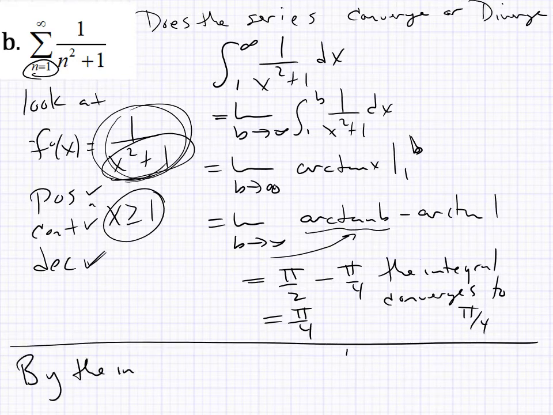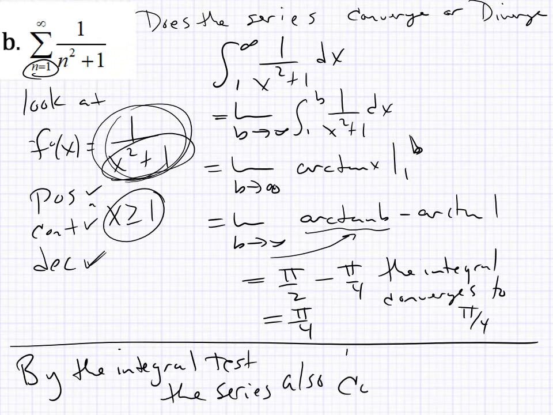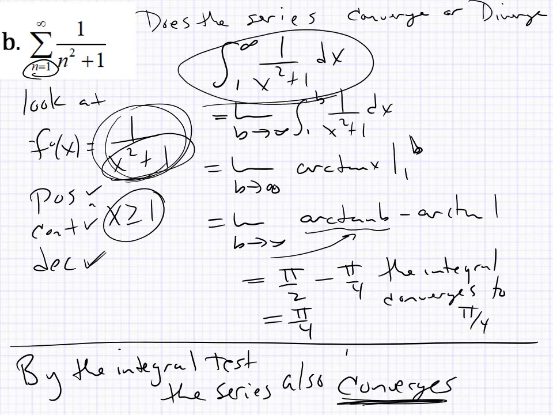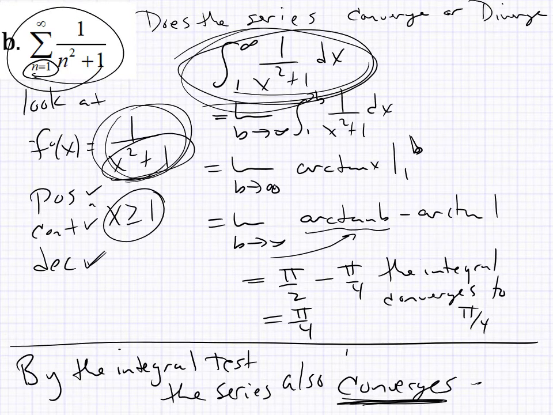Now, what about the series? By the integral test, the series also converges. But notice I didn't say converges to pi fourths, because we can't go that far. We can just say that it converges. Just because the integral converges to pi fourths doesn't mean the series will converge to pi fourths. All the integral test says is if this converges, the series will converge. But it doesn't say that they'll converge to the same thing, and they don't really. But the fact that they converge is just saying that they behave the same way. They don't necessarily have the same value to them. So be careful with that.